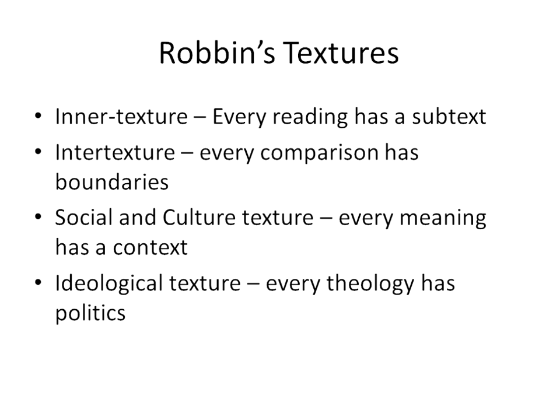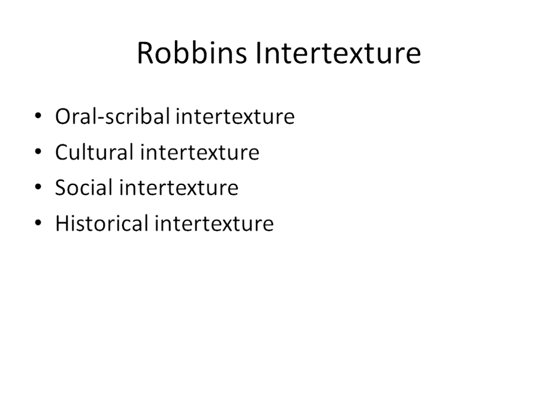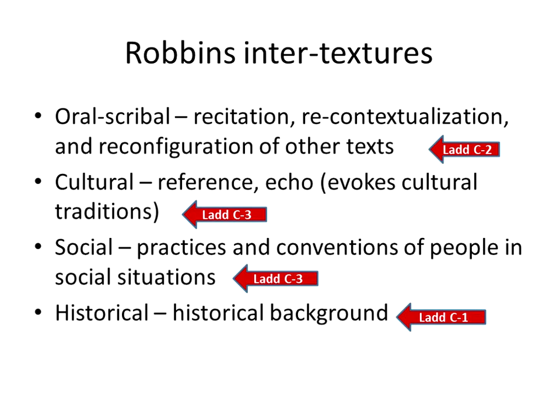Remember that as Robbins looks at texture, he thinks of an intertexture in which every reading has a subtext, and a social texture in which every meaning has a context, and ideological textures in which every theology has politics. So Robbins' intertexture has four parts: oral-scribal, cultural, social, and historical.